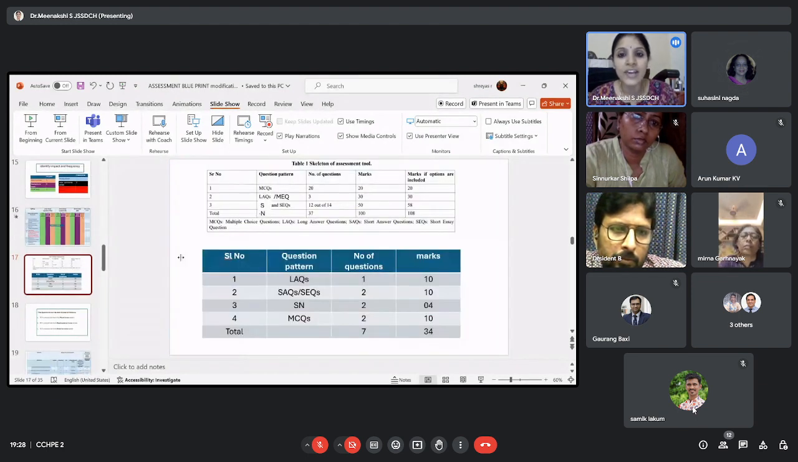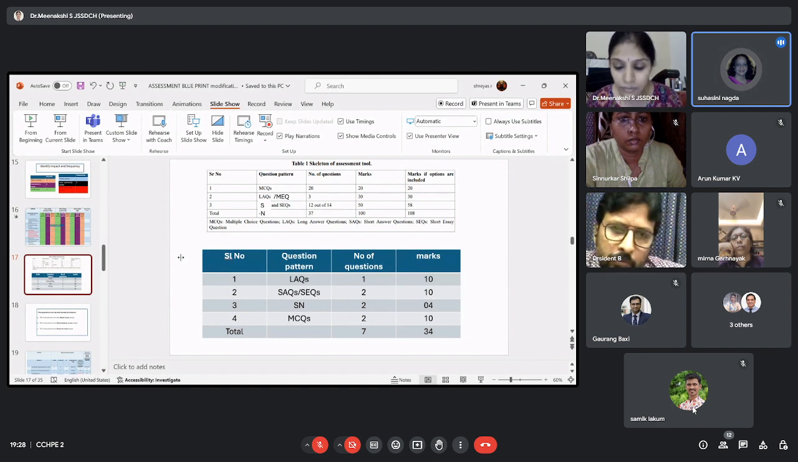So based on that, we have fabricated a skeleton of an assessment tool. That was one of the blueprints which I have taken, and we have fabricated it as per our curriculum designing. How many long answer questions, how many short answer questions, short notes, and MCQs should fall into removable partial denture protocol? Based on that, the long answer questions for removable partial denture will be 1. Short answer questions or short essay questions will be 2. Short notes will be 2.